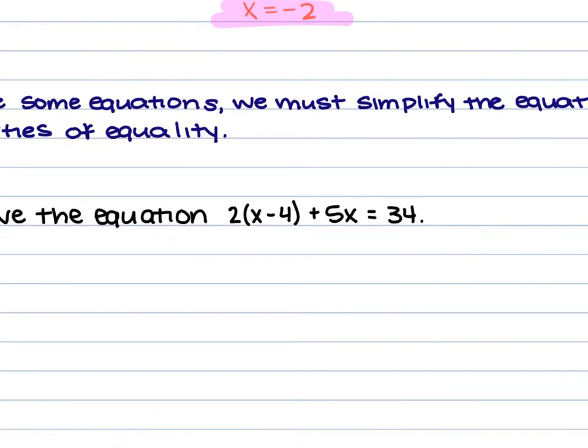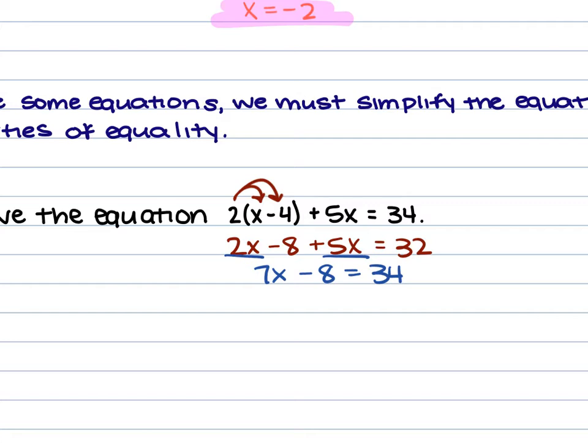For my next example, we have 2 times x minus 4 plus 5x is equal to 34. I'm going to start this one by distributing the 2. So I have 2x minus 8 plus 5x is equal to 34. I combine my like terms of the 2x and the 5x. That gives me 7x minus 8 is equal to 34. I then add the 8 to both sides.